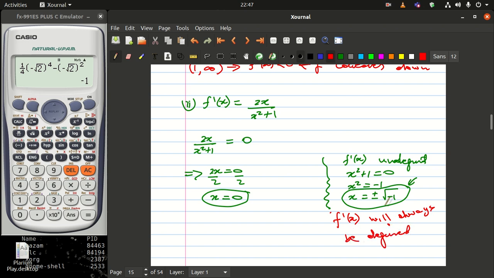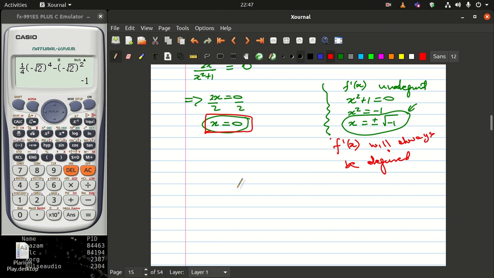It will always be defined because when we try to solve for x, we get an imaginary value. Which means that the denominator can never be 0. In other words, this will always be defined. That's what I want you to get. So we only have this value here, which is the only critical value. If we were using the first derivative test, we would draw the number line for this.